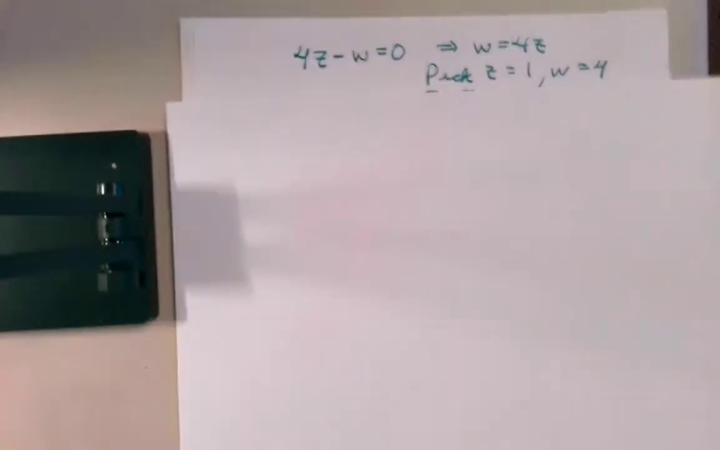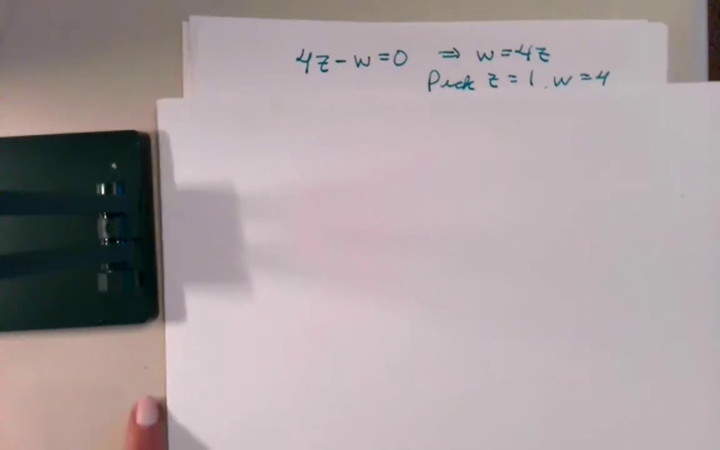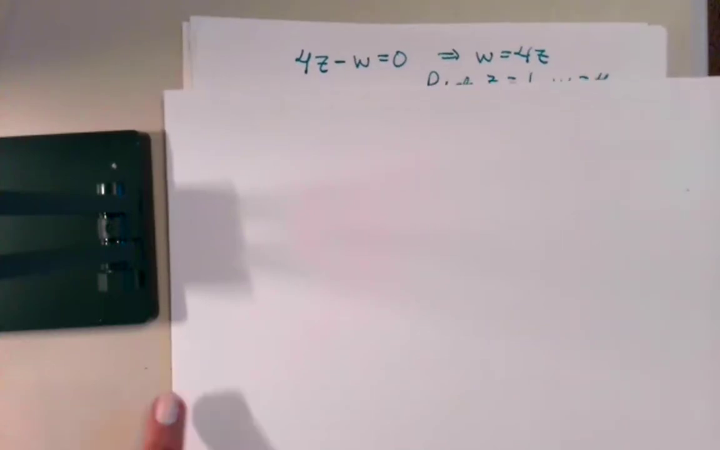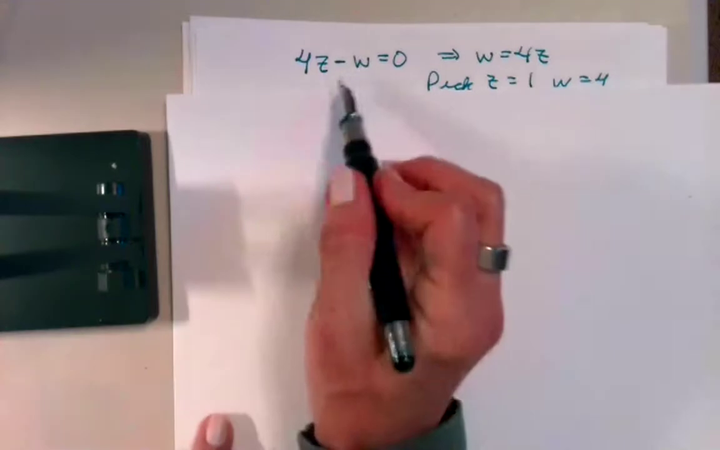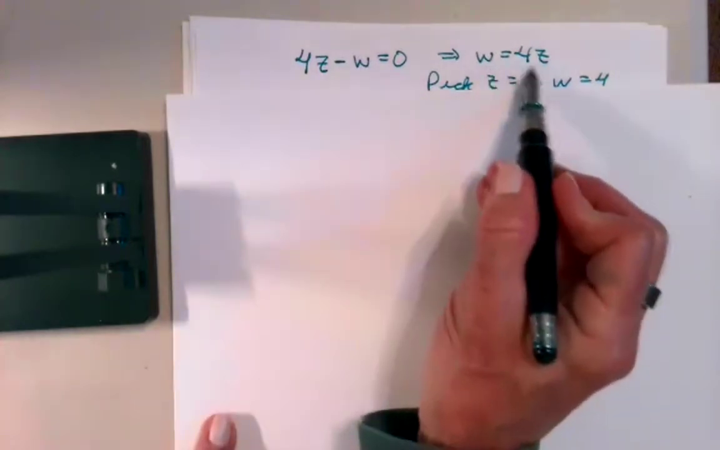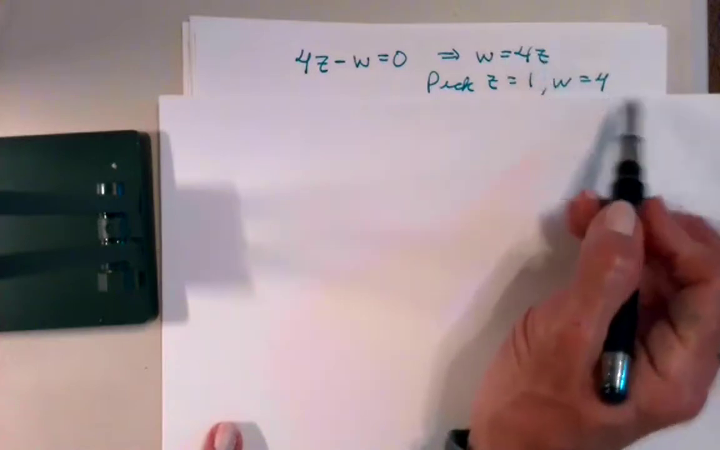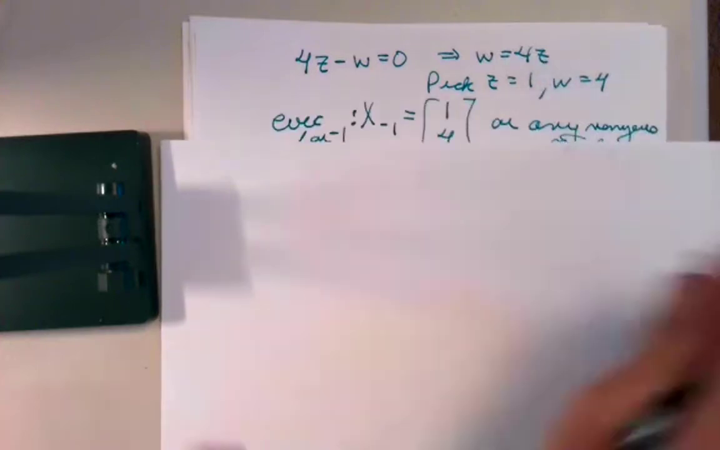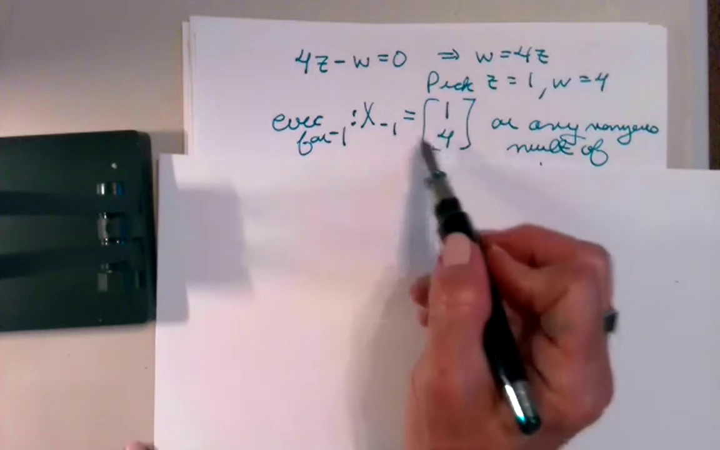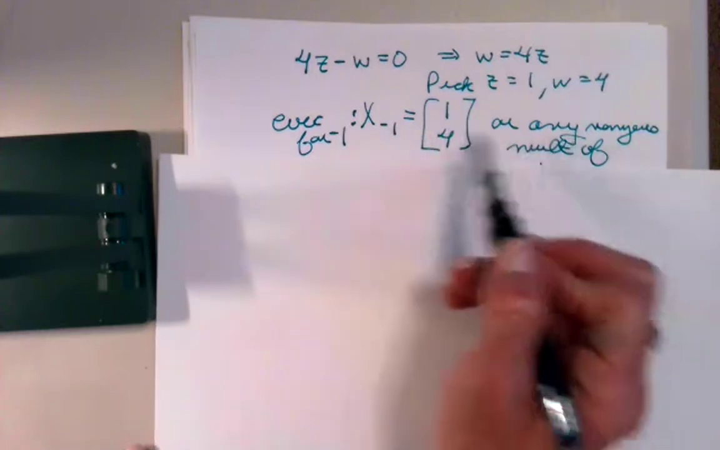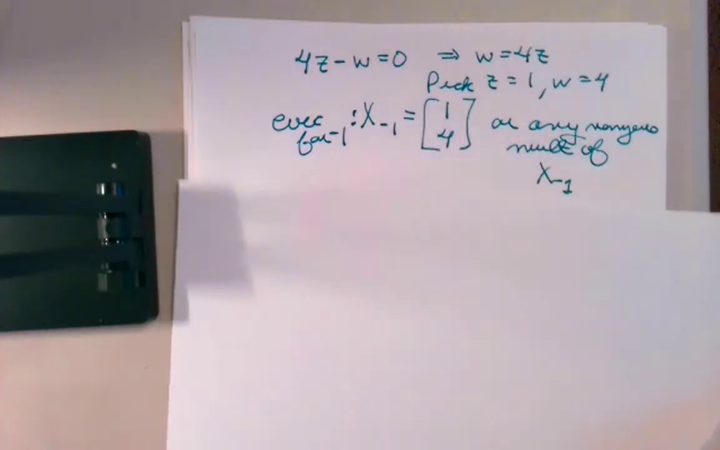Now when you write down what those equations say, they're both the same exact equation: 4z minus w equals 0. So w is 4 times z. If you pick z to be 1, then w has to be 4. So here's an eigenvector for minus 1, and any multiple of this is also an eigenvector for minus 1. That's your answer. You found your 2 eigenvalues and your 2 corresponding eigenvectors.